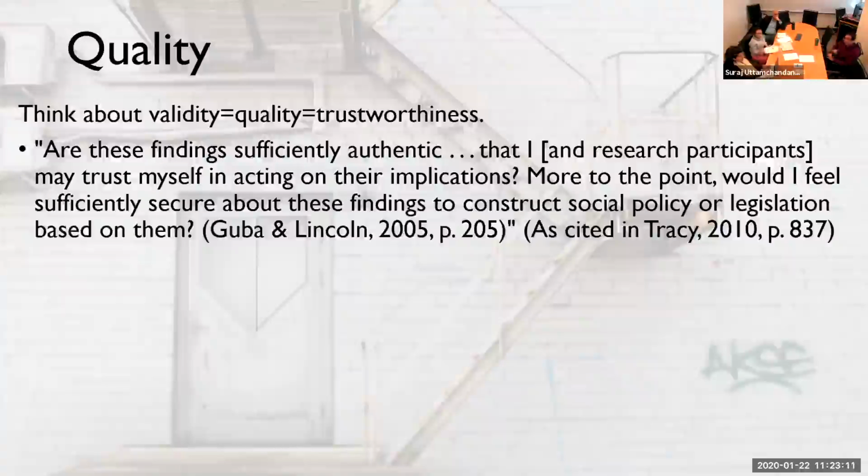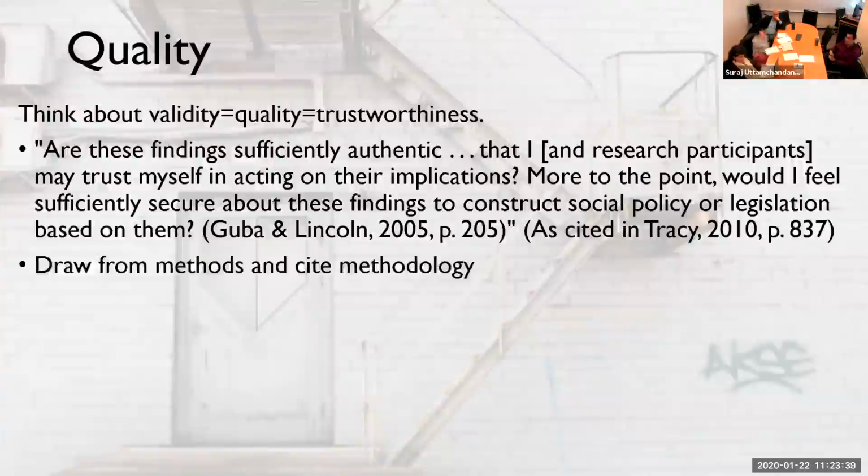Then you want to have a quality section: how will we know that your research is trustworthy? Quality, validity, and trustworthiness are kind of synonyms depending on what community you're in. As Tracy would write, are these findings sufficiently authentic that I and research participants may trust myself in acting on their implications? More to the point, would I feel sufficiently secure about these findings to construct social policy or legislation based on them, which is sort of a high bar.